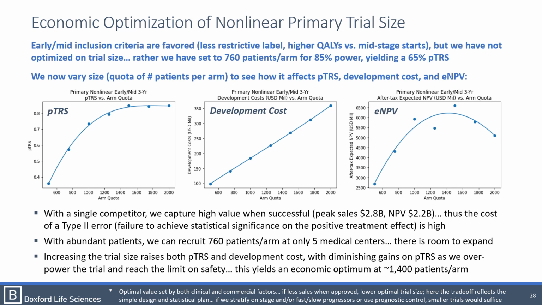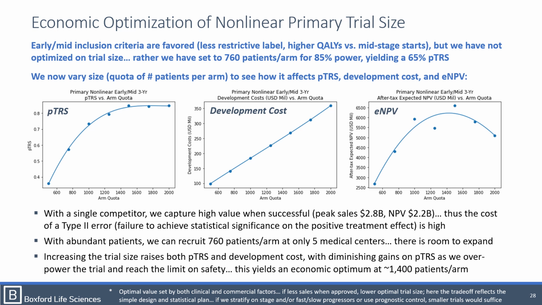What we find at left, as we expect, is that as we go to larger trials, the power increases and the probability of technical and regulatory success goes up to this upper limit, approaching about 85%, where you have failure primarily due to safety and at the regulatory stage, but you've really done all you can to maximize the power of the trial.